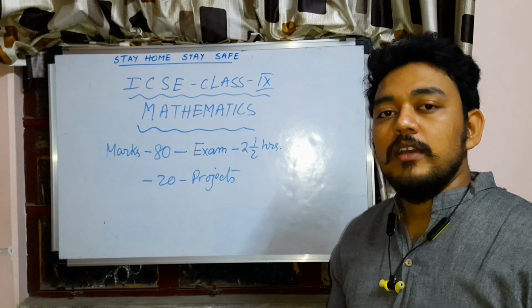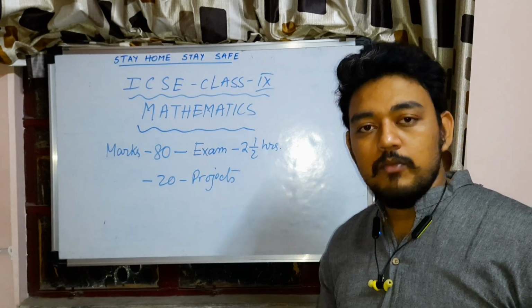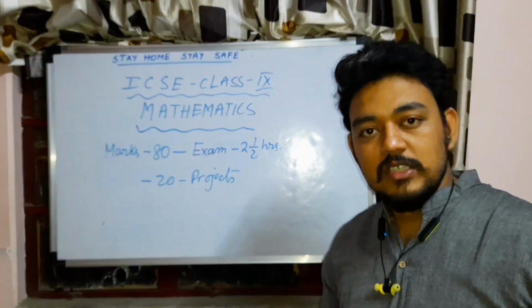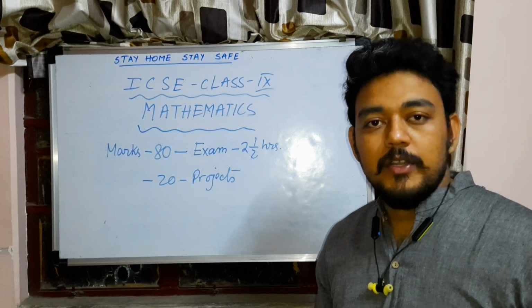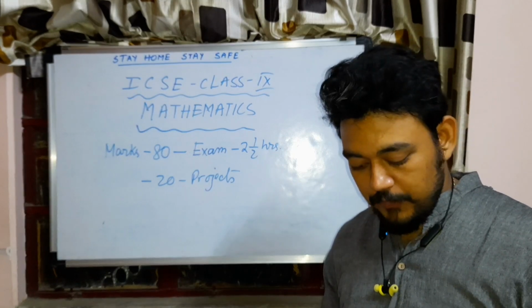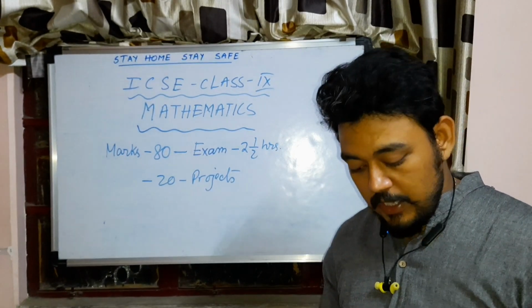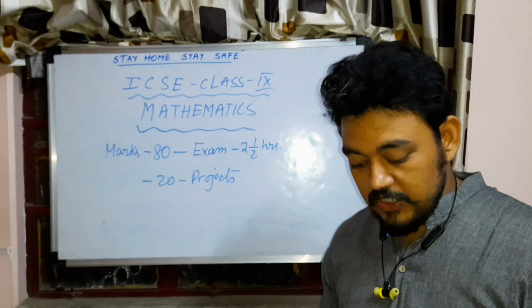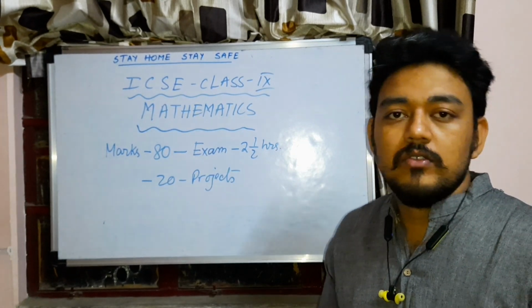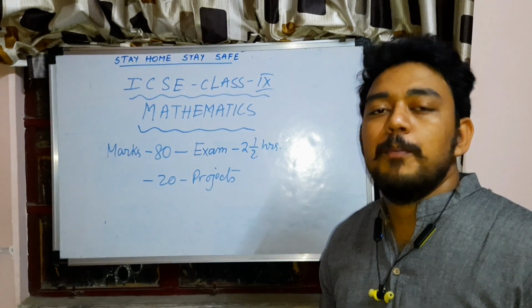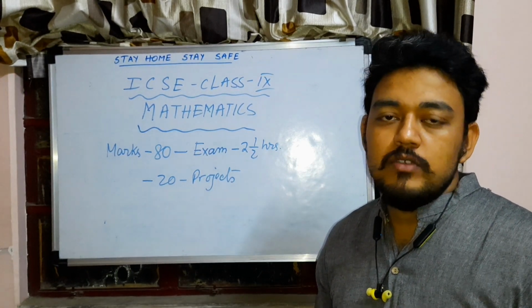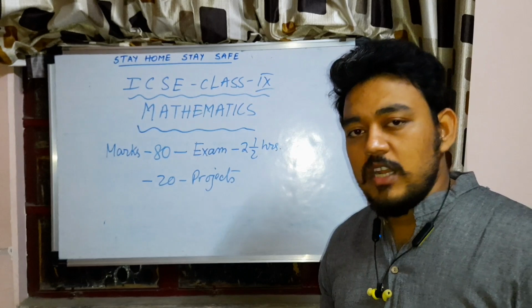Now let us come back to the syllabus. I have a book from where I am discussing the syllabus, then we will start chapter wise. The first chapter in class 9 is rational and irrational numbers. What is a rational and irrational number? A rational number is a number of the form p by q, where q is not equal to 0.